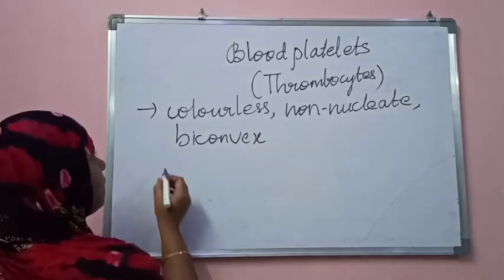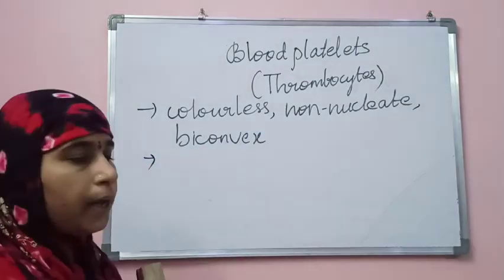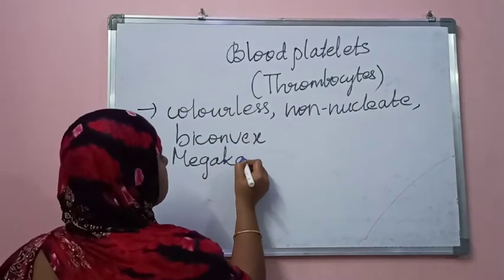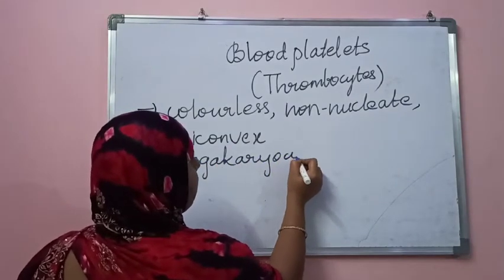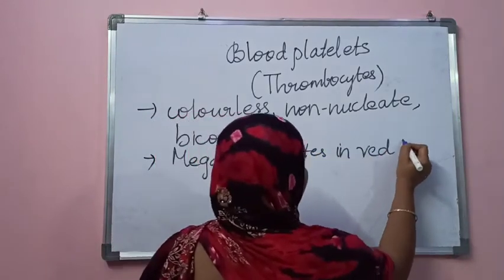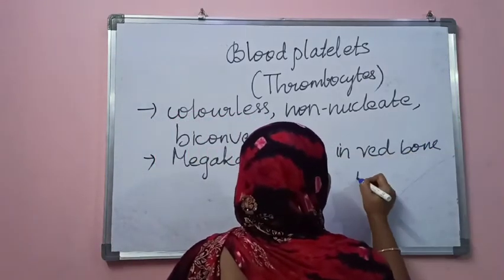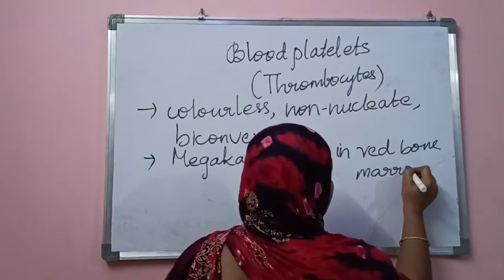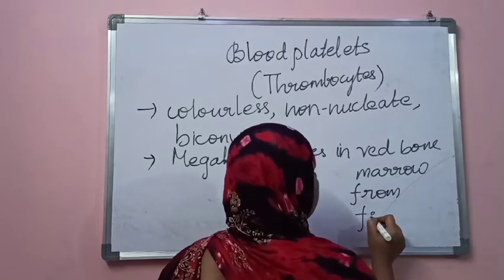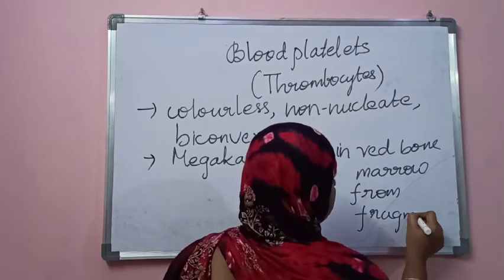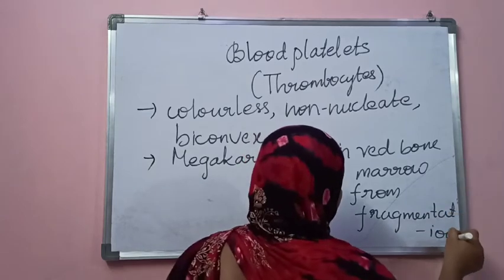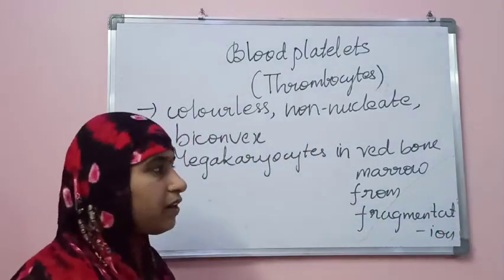And how are these blood platelets produced? Blood platelets are produced from megakaryocytes in red bone marrow, by the process of fragmentation. Fragmentation means nothing but cutting into pieces. Cutting into pieces is called fragmentation.